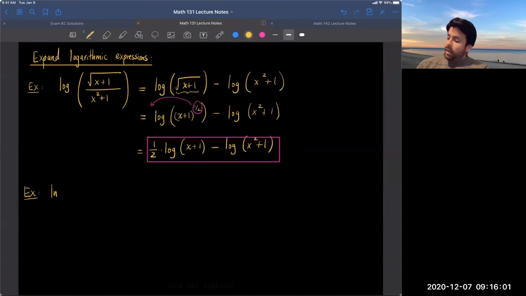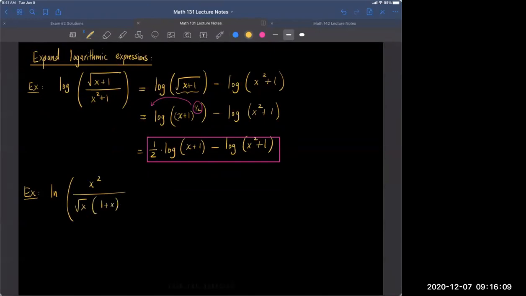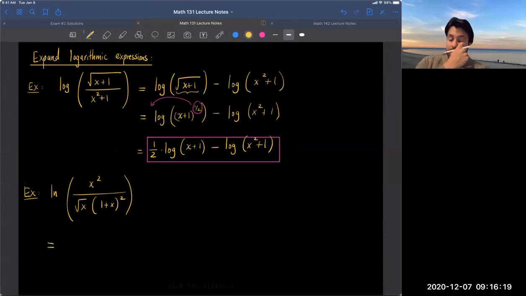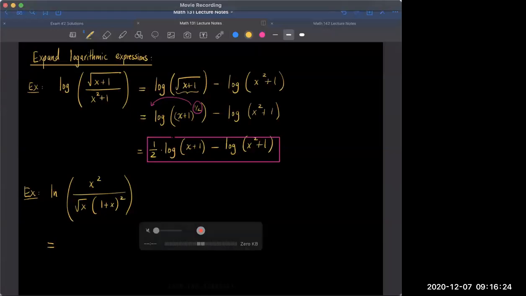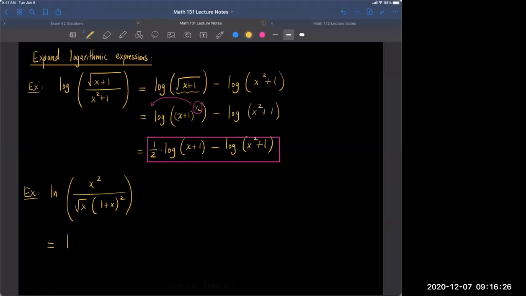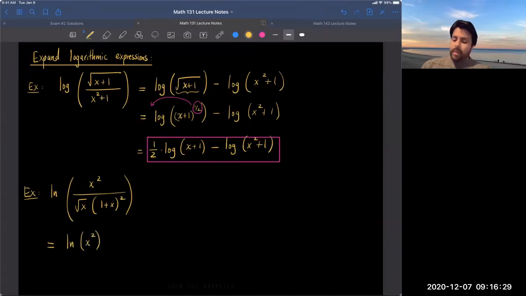So let's do one more. How about ln of x squared divided by the square root of x times (1 plus x squared)? So I want to expand this. It's the same format as before. You separate them through division, so it's subtraction. So ln of x squared minus ln of the square root of x times (1 plus x squared), right? So this is the numerator and denominator.